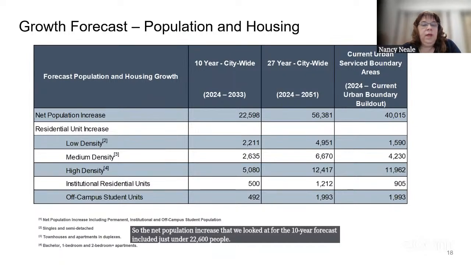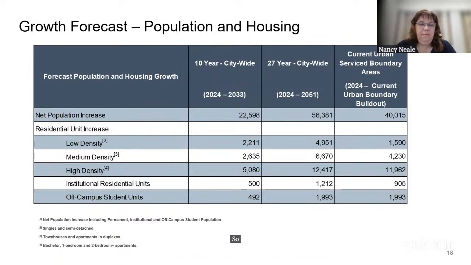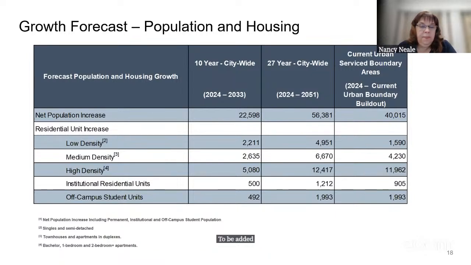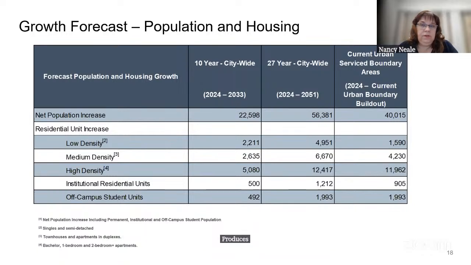For some of the services, we actually have capital needs identified right out to 2051. So when we extend that forecast out to 2051, by then we're looking at just under 56,400 people to be added to the city. And then for the water and wastewater services, not all properties get those services. There is a current urban boundary. And so we have looked at how much population could be embraced in that current urban boundary for those two services. And that urban boundary build out produces just over 40,000 additional people.